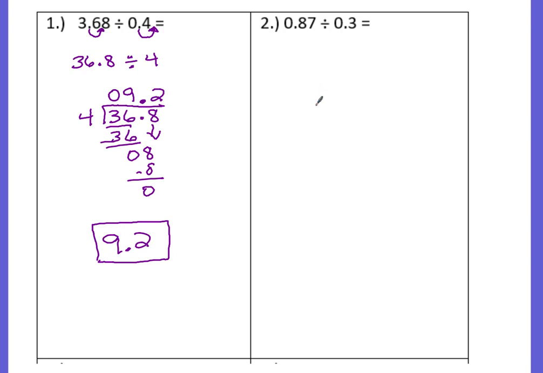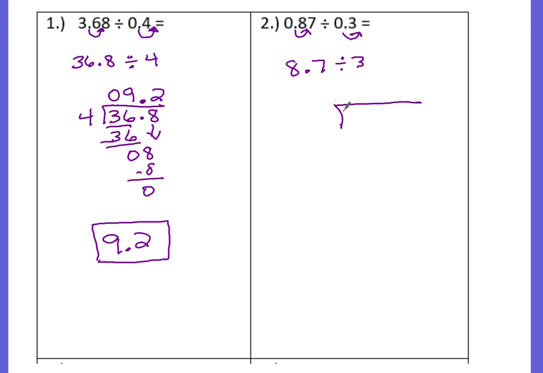Pretty easy, right? Okay, number 2. Which one is our divisor? The 3/10. Is it a whole number? No. So we need to turn it into a whole number, move that decimal point over. In this case, we only need to move it over once. We have to do the same thing to our dividend. Move the decimal point over once. Rewrite your problem. It now becomes 8 7/10 divided by 3.